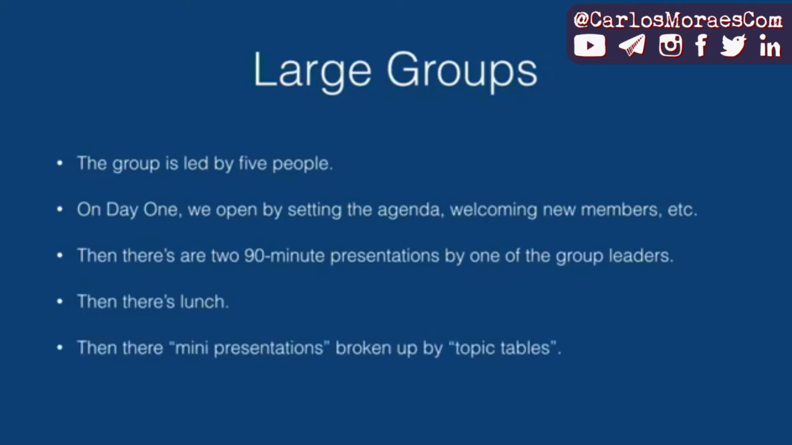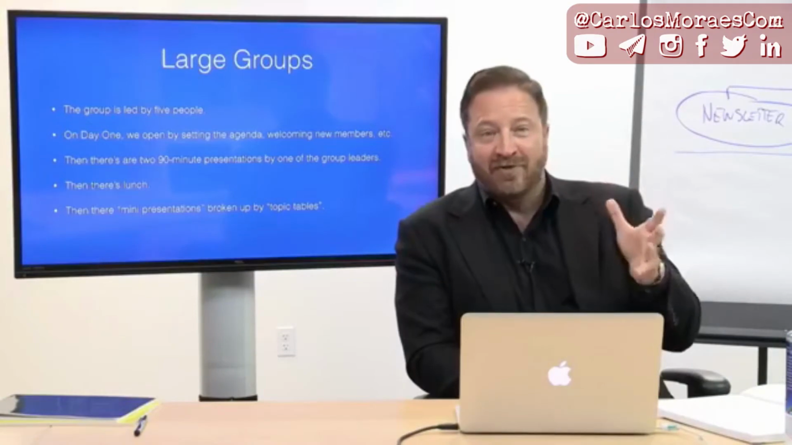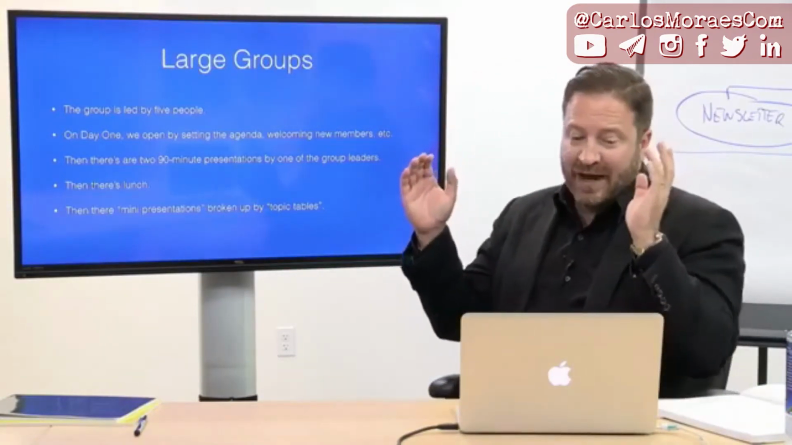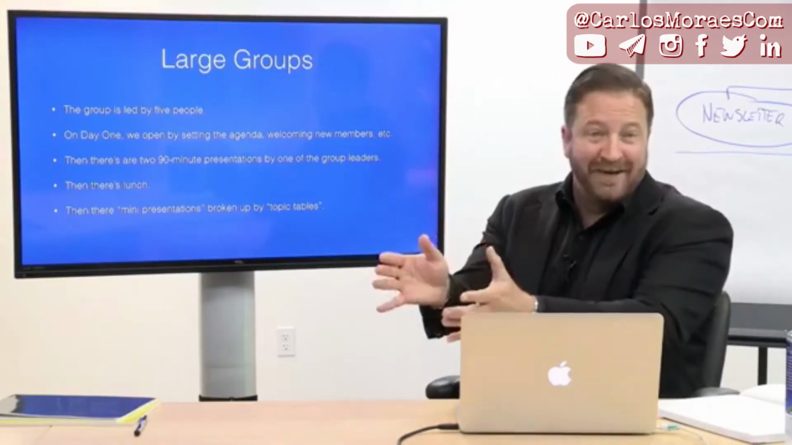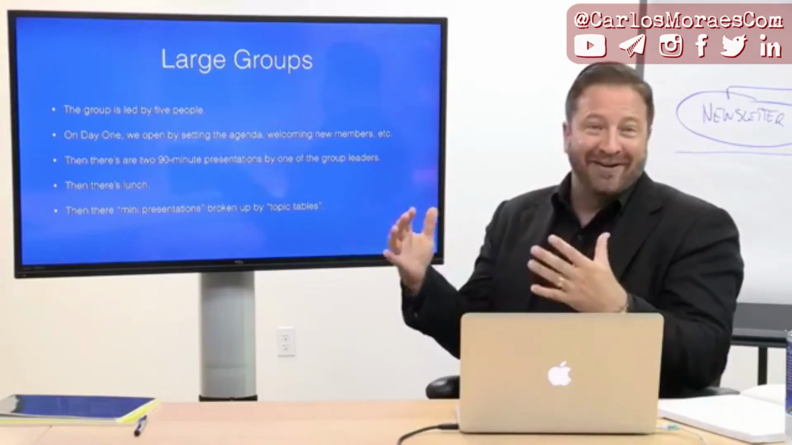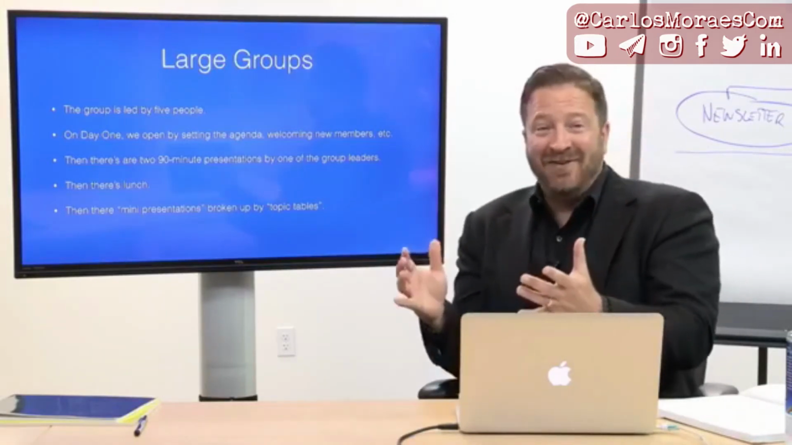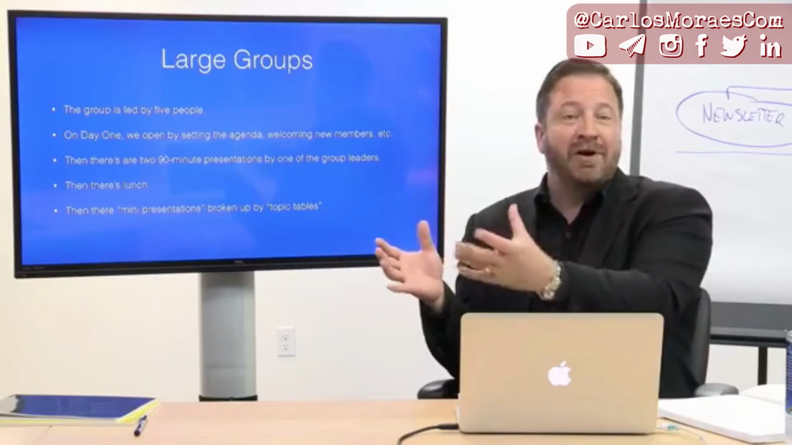And then we would do mini presentations throughout the day, broken up by what's called topic tables, right? So what that looks like is we'd say, okay, if you want to talk about copy and offer structure, then you need to spend the next hour over there at Perry's table, right? Perry Belcher, rather. It'd be cool. We have Perry Marshall too. That'd be awesome. He's great. People be over there at Perry's table.